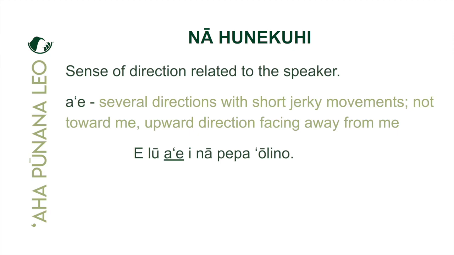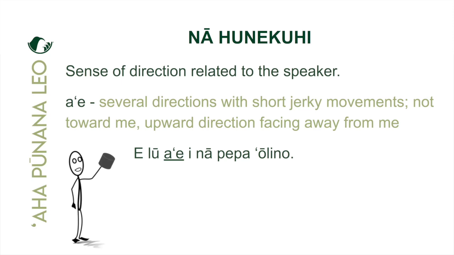And what would that be? Na pepa o lino. We should know what pepa means, but what does o lino mean? What is a pepa o lino? So of course we need to look up those words if we don't know them. But lua means to scatter, yeah. And pepa o lino means confetti. So na pepa o lino, all the little pieces of paper that make up confetti. E lua e na pepa o lino. E lua e scatter the pepa o lino. And what does that look like?